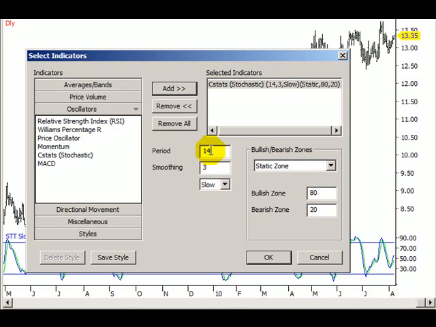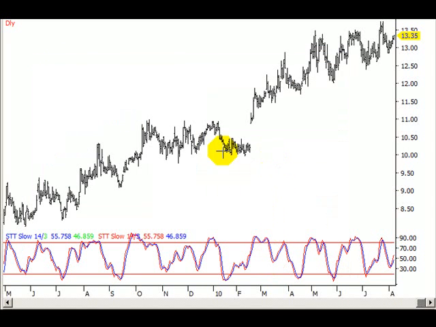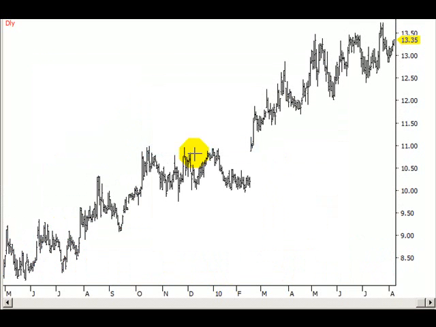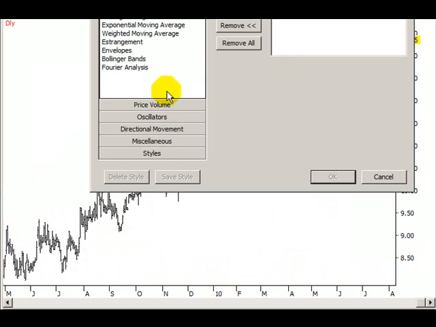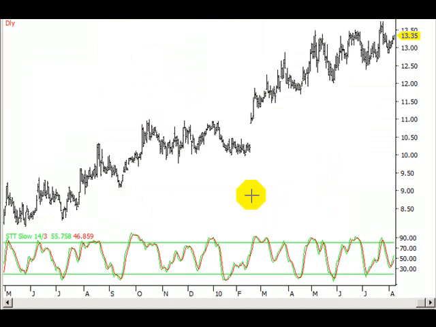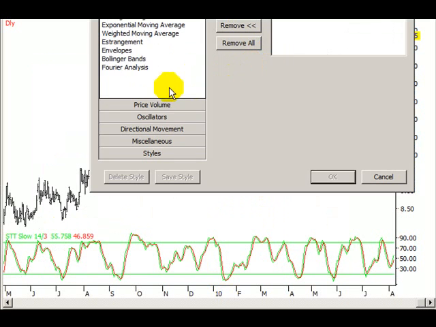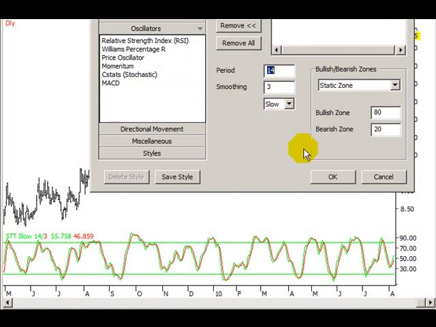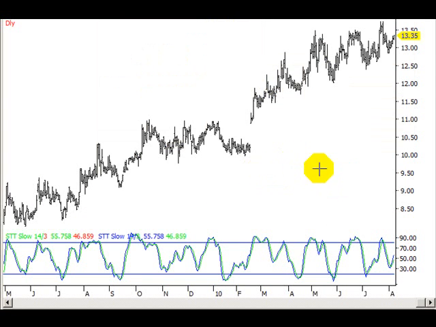But for this example, we're just going to stick with the 14 and the smoothing of 3, and we're going to click on slow, with a bullish zone of 80 and a bearish zone of 20. Let's click OK. And as you can see, this is what we have right now on our charts. Let me just delete one of these. Oh, whoops! I just deleted both of them. Just quickly bring it back, and there we go. Actually, that's really hard for you to see. Okay, there we go. Now it's a bit easier for you.